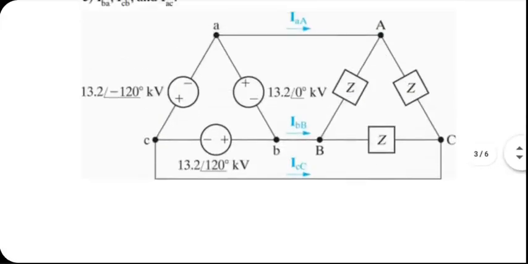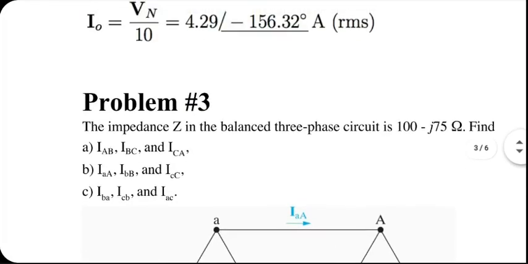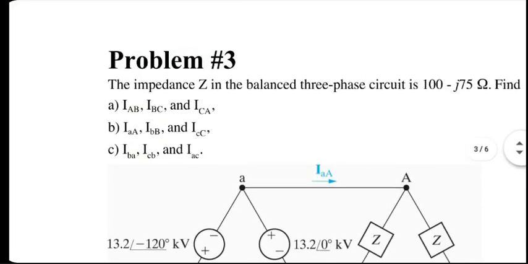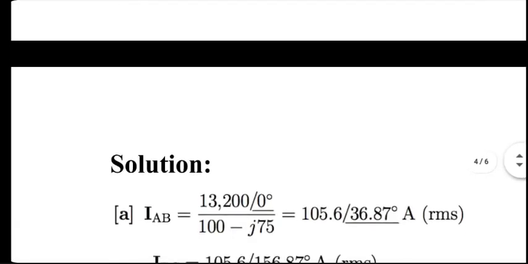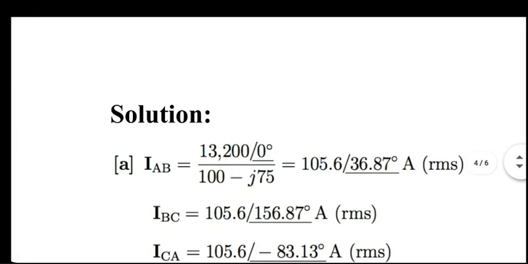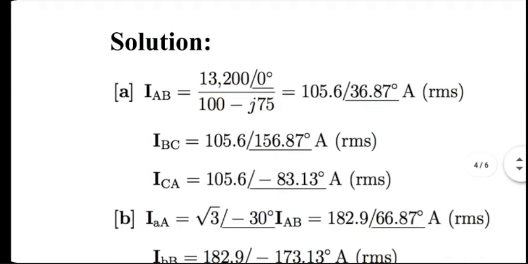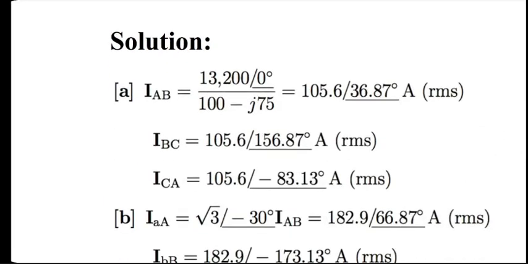Let's look at the load. The load is supposed to be, how much is Z? Yeah, 100 minus J75. Fine. So this time around, there is no calculation, no typographical mistake, I think. You can check the calculations though. 13.2 kilovolt, I suppose, is RMS. So the current value that will come out will also be RMS current.